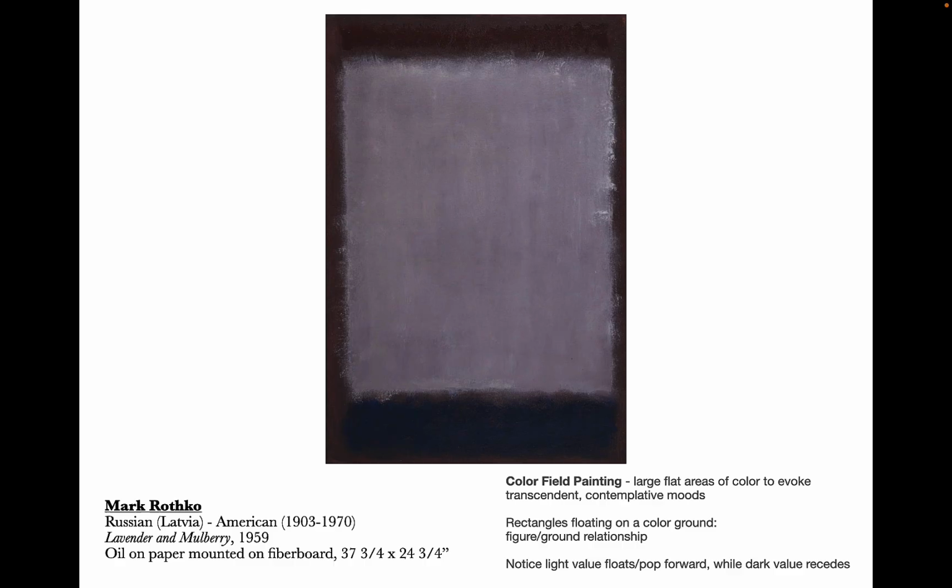This is really a good example also of that figure-ground relationship that we talked about in previous projects, where the figure is the lighter shade of purple that is floating on a color ground. So the background is darker and pushing back, and then the lighter value, the lighter shape, is popping forward and looks like it's floating.